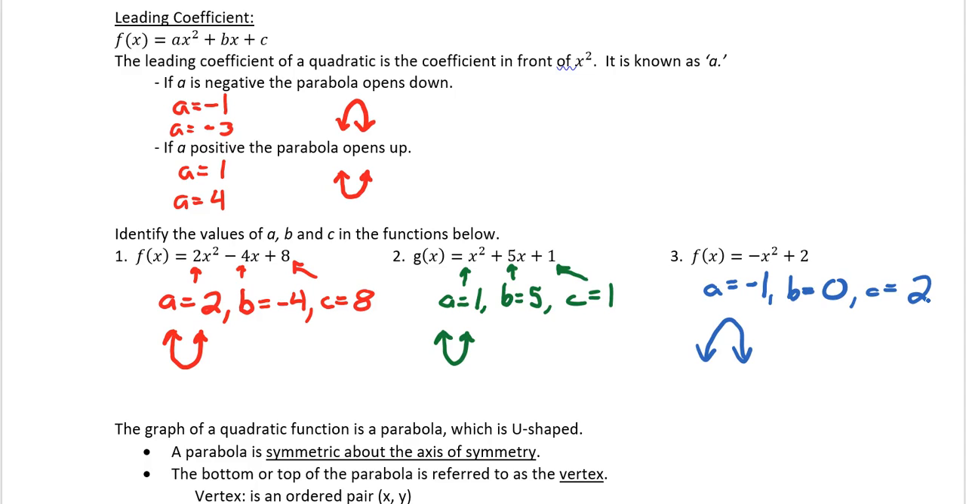So that process is identifying the values of a, b, and c and determining which way our graph will go.